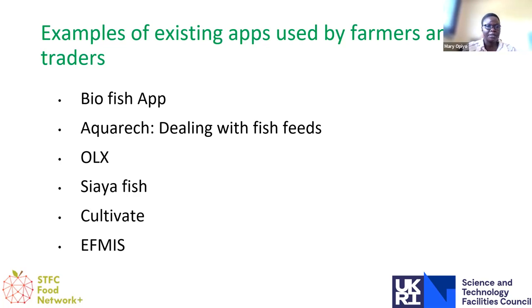So you may find that it is only a particular farm using it, like Cultivate is being used by agriculture people. Some farmers use the app when they want to access feeds or fertilizer. Because some agricultural produce are being sold through the platform, they were saying that maybe it can be used to sell fish.